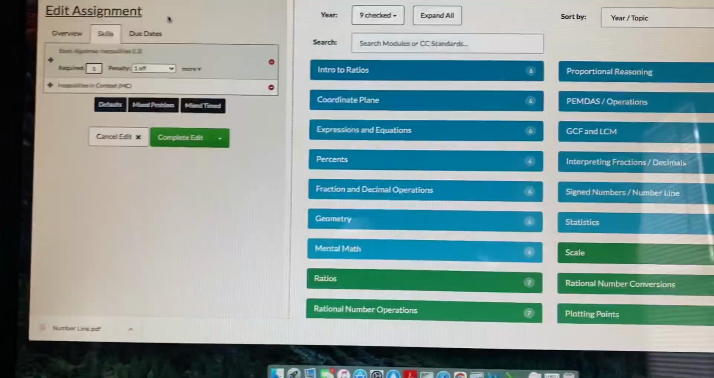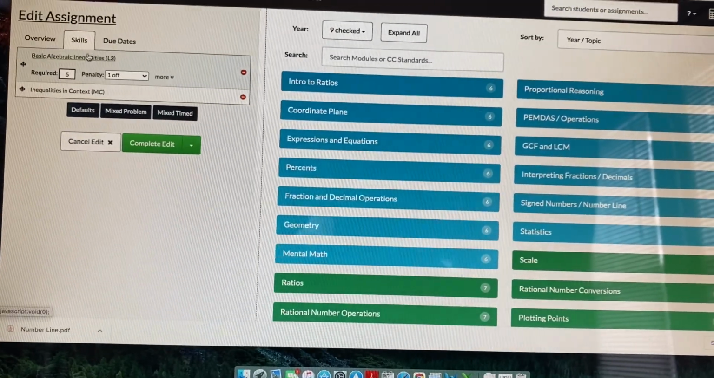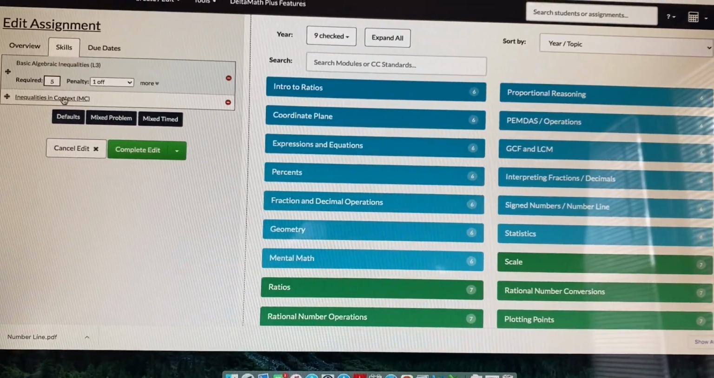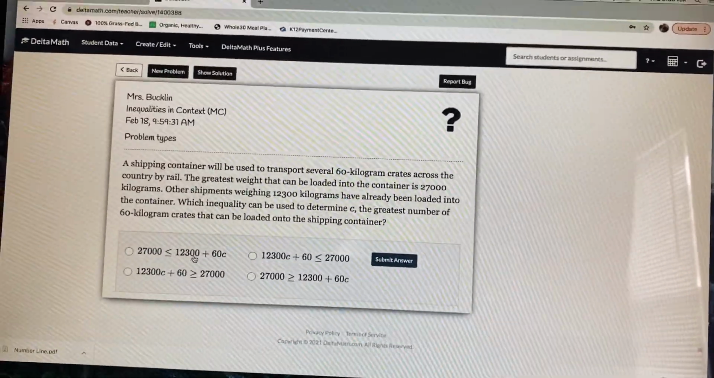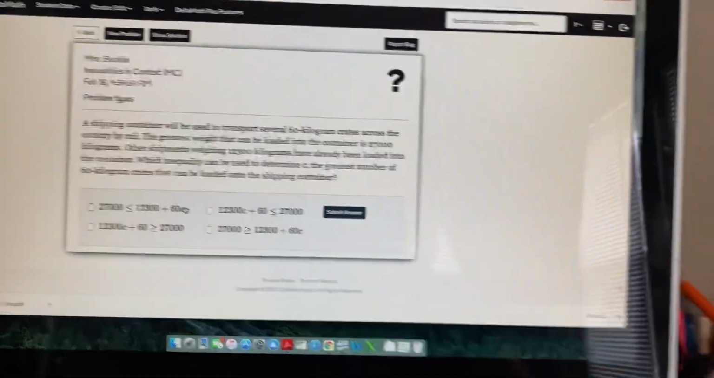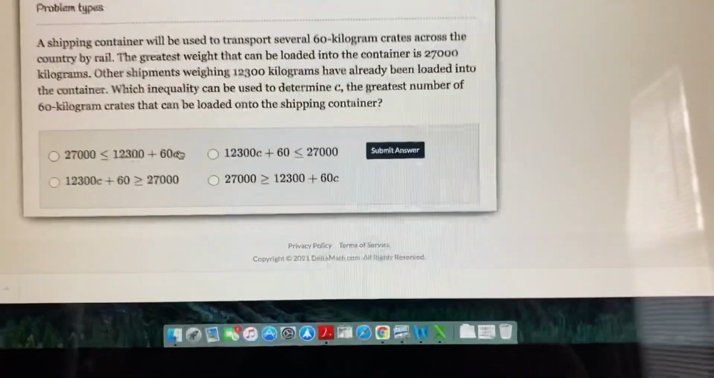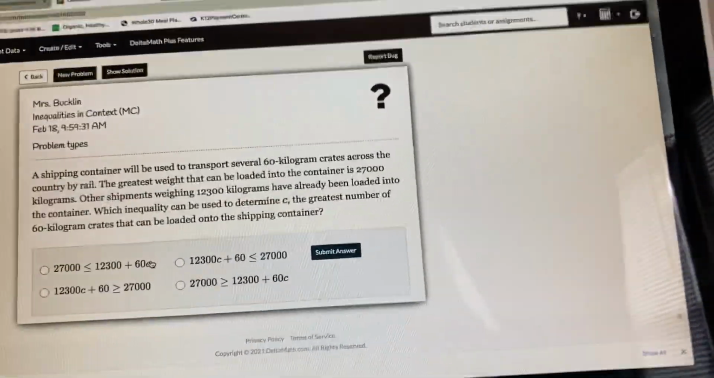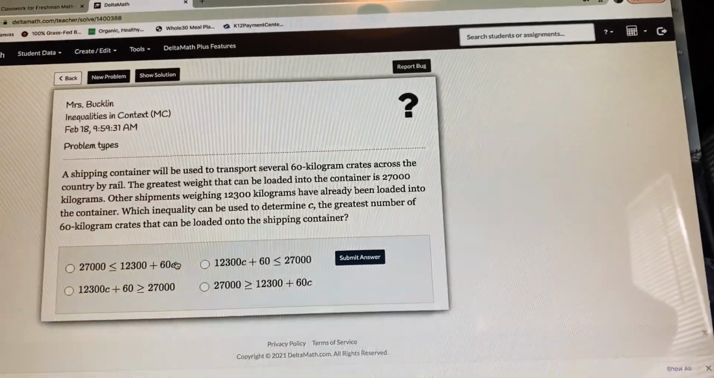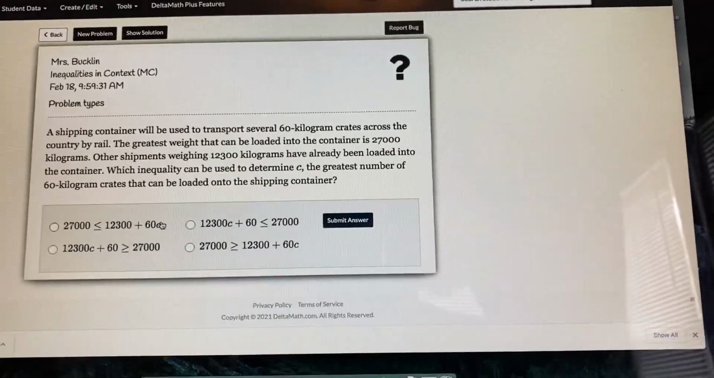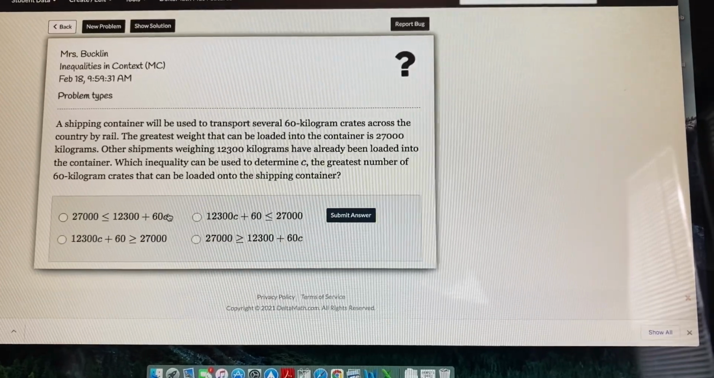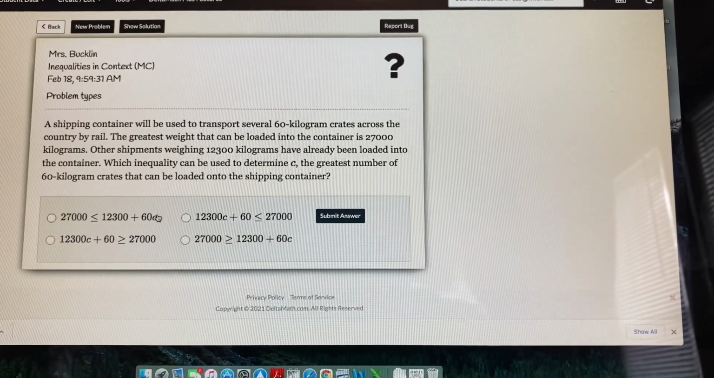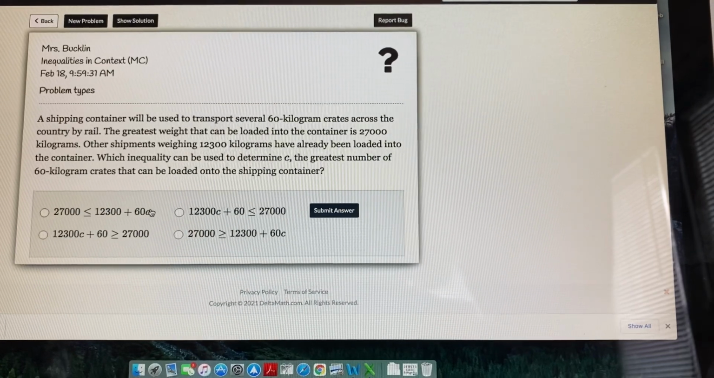Okay. So now the next assignment is this inequalities in context. They're word problems. So you have to find the inequality. This might be a little bit trickier, but it's nice that it's multiple choice. So it says a shipping container will be used to transport 60 kilogram crates across the country by rail. The greatest weight that can be loaded into a container is 27,000 kilograms. Other shipments weighing 12,300 kilograms have already been loaded into the container.